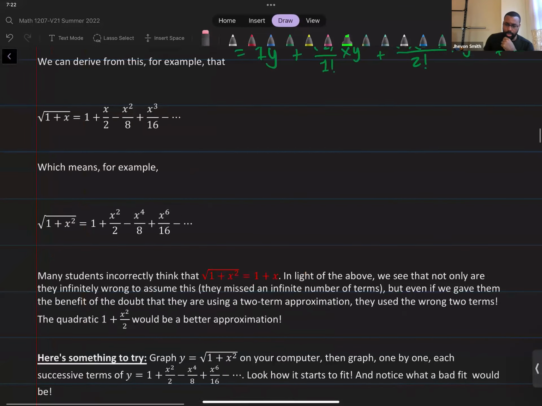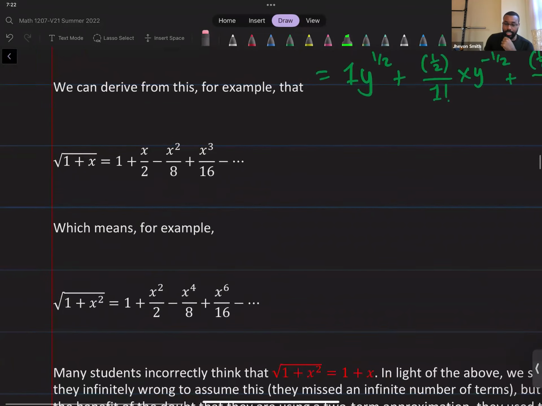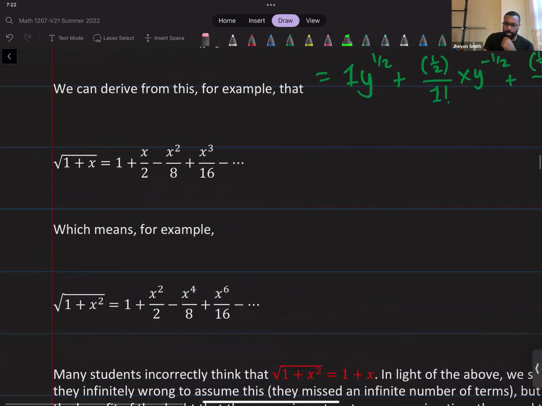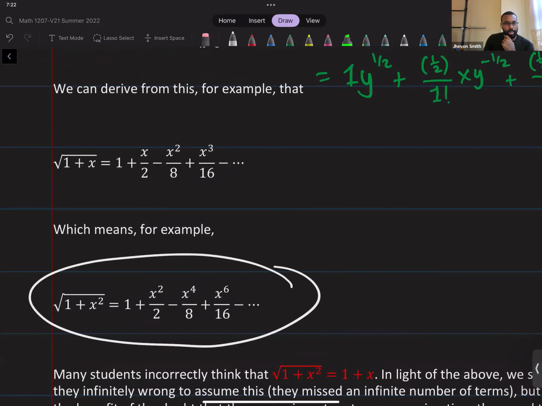And yeah, if you don't believe me, you can actually plot this, which is something I'd recommend you try for your own amusement. Graph the graph for the radical of 1 plus x squared with a computer. You don't have to do this by hand. And then slowly graph the graph for 1 plus x squared over 2. And you'll see that it kind of fits it, but it might deviate somewhere. But then when you add another term, it fits it even better. 1 plus x squared over 2 minus x to the 4th over 8.